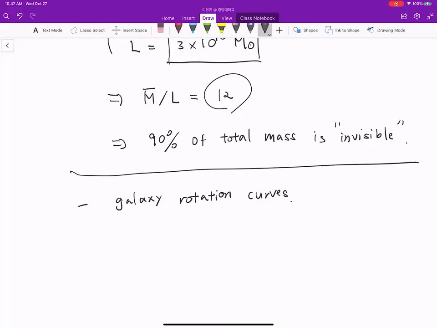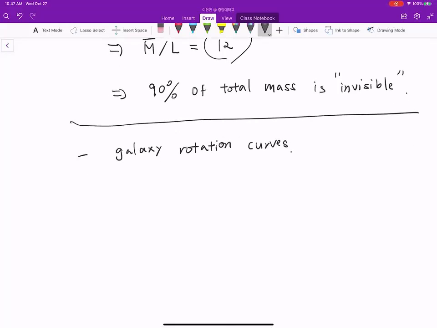In the cosmological scale, dark matter is about 80%, 90%. I think there's some environmental effect, so the precise dark matter abundance may depend on the environment. Okay, so the galaxy rotation curves.